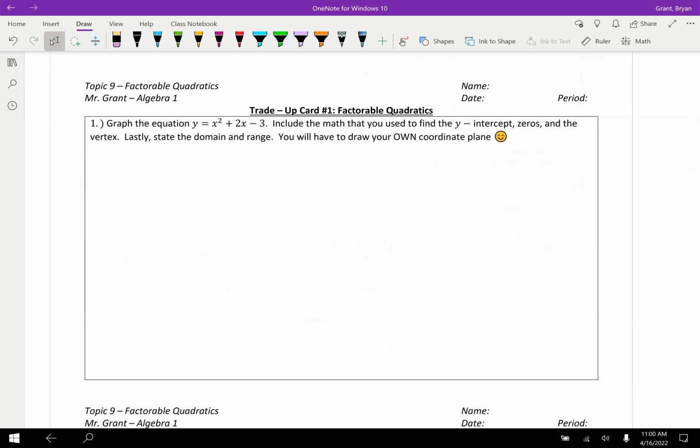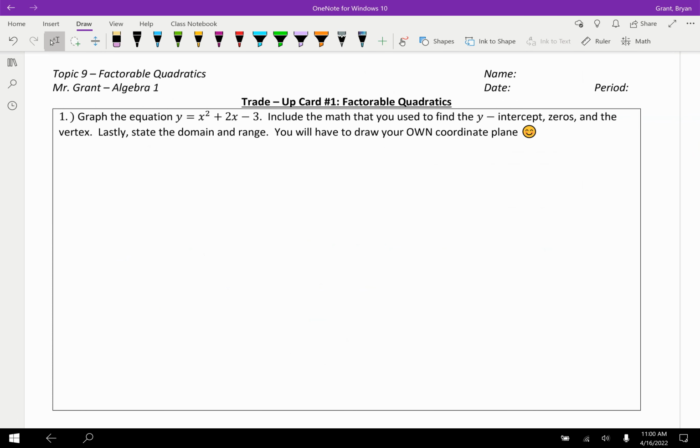Ready, set, go. All right, well, our first trade-up card asks us to graph the equation y equals x squared plus 2x minus 3. Include the math that you used to find the y-intercept, the zeros, and the vertex. Lastly, state the domain and range. You'll have to draw your own coordinate plane, your own xy axis on here.